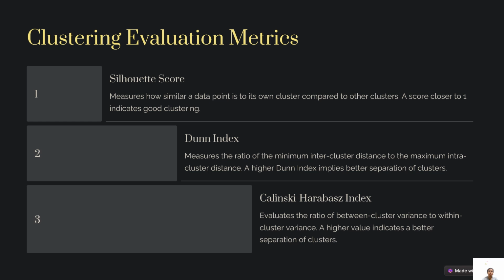Clustering evaluation metrics. The silhouette score measures how similar a data point is to its own cluster compared to other clusters. A score closer to 1 indicates good clustering. The Dunn index measures the ratio of the minimum inter-cluster distance to the maximum intra-cluster distance. A higher Dunn index implies better separation of clusters. The Calinski-Harabasz index evaluates the ratio of between-cluster variance to within-cluster variance. So a higher value indicates a better separation of clusters.